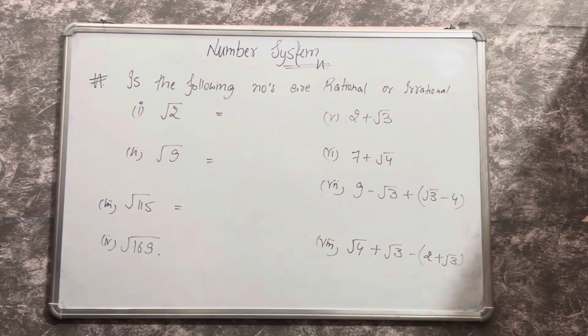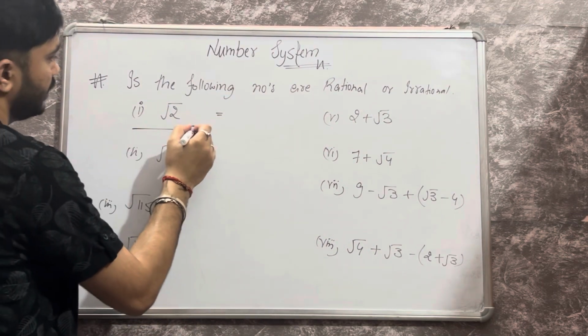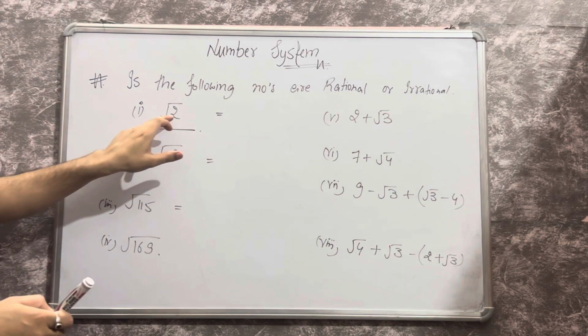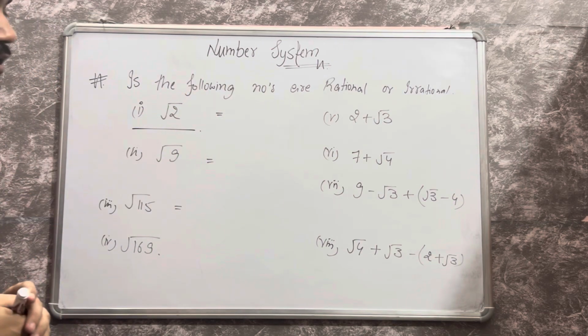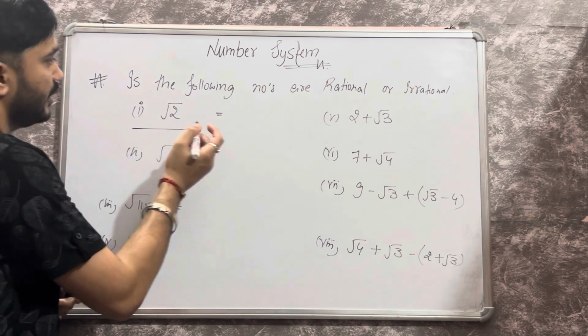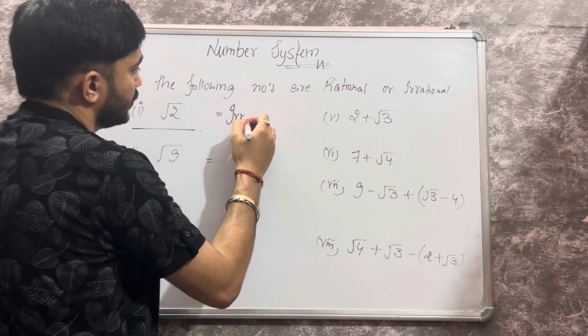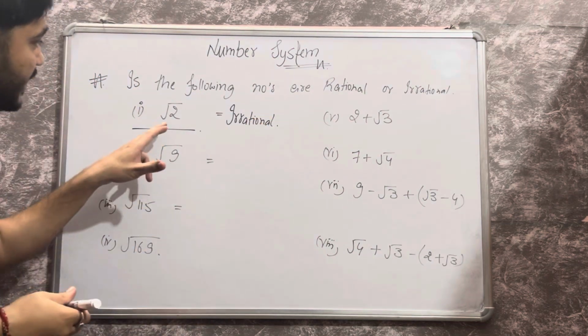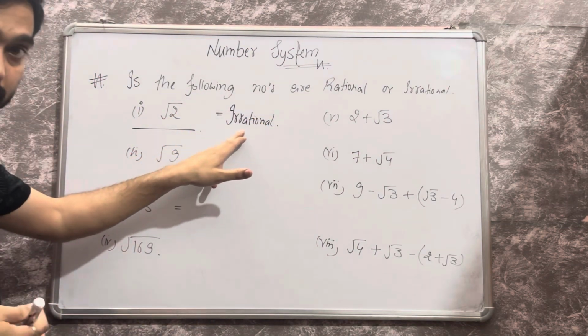Now, let us see the first question. Here the number is under root 2. Any number inside the under root that is not a perfect square is always an irrational number. So here it will be an irrational number.